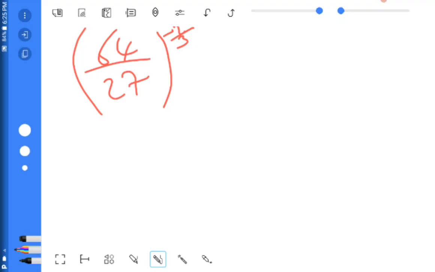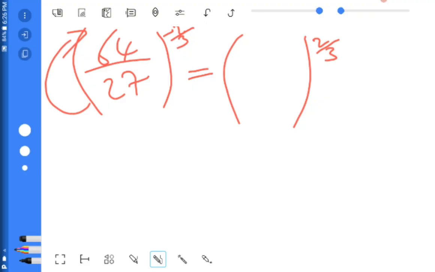So now, as simple as that, since the power is negative, what you will do to change the power to positive, now instead of putting negative 2/3, your power will become positive 2/3. But now what will happen is that you have to change the position of the numbers, meaning that 27 will come up and 64 will go down, since you have changed the sign of the power.